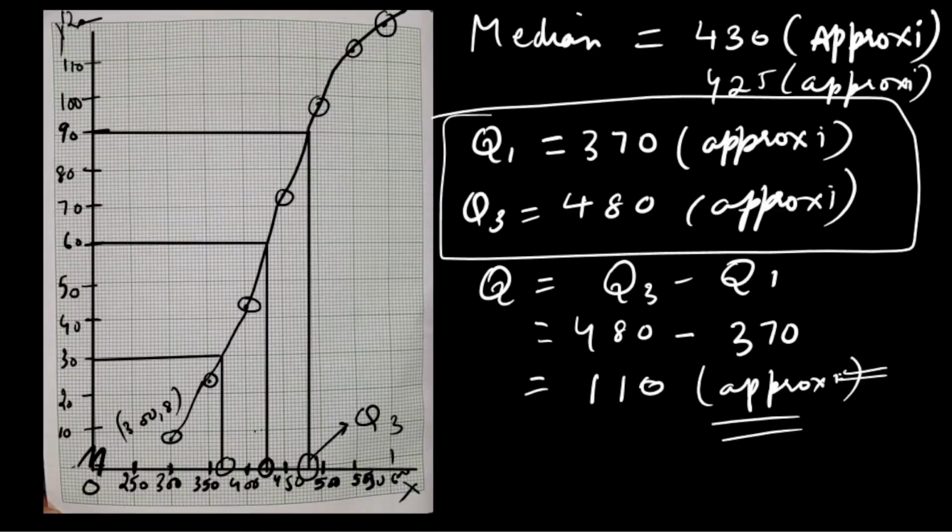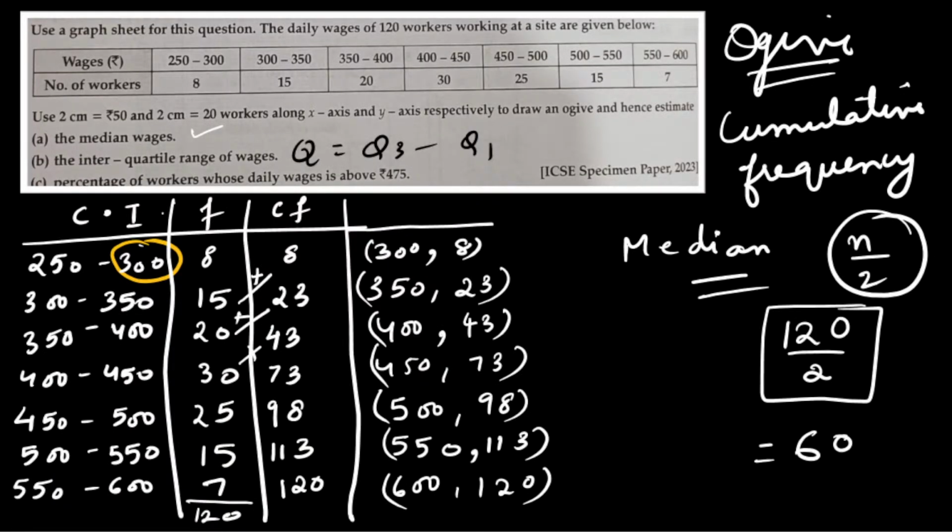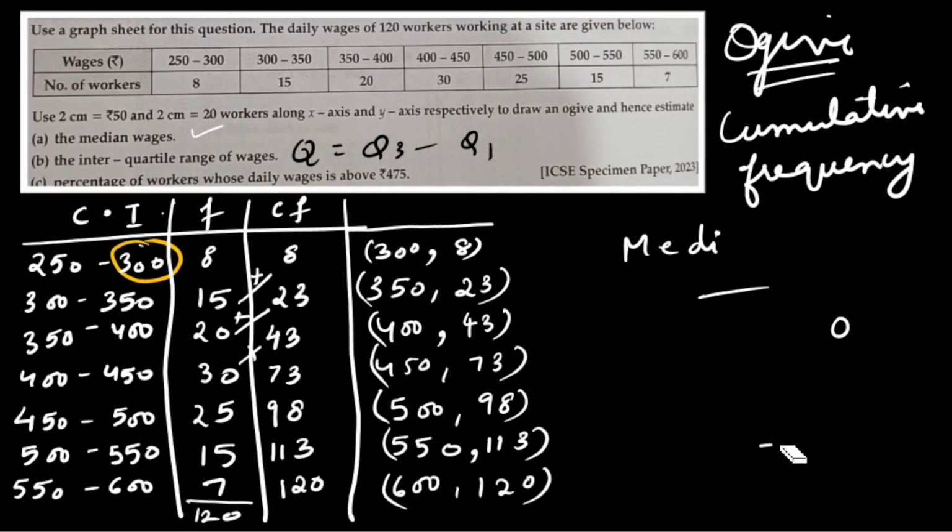So let's do the third part of this question now. Till here, if anyone has any doubt, you can just tell me. So the third part of the question we have to do now. Percentage of workers whose daily wage is above 475.